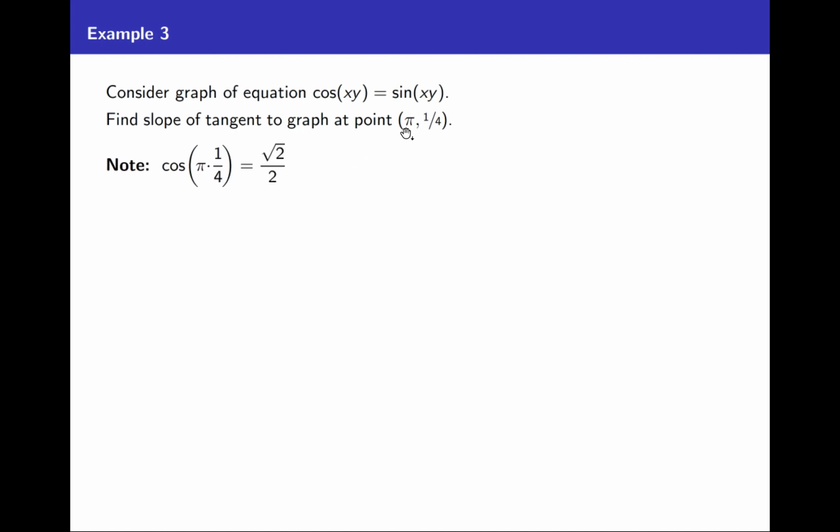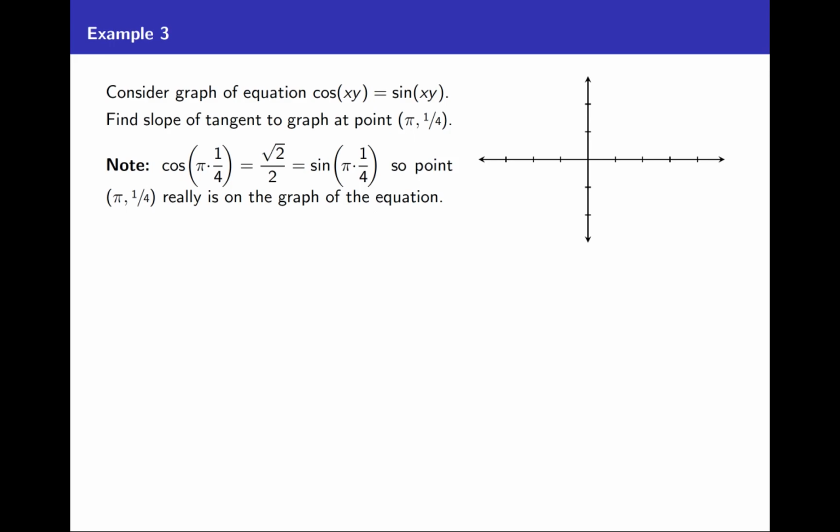And I want to point out, first of all, that this point, (pi, 1/4), really is on the graph of this equation, because if you plug in x equals pi, y equals 1/4, these two sides are equal. That point satisfies the equation. To the left, you get cosine of pi times 1/4, and that's cosine pi over 4. That's the square root of 2 over 2, as you know, which is also sine of pi times 1/4, sine of x times y. So since this point satisfies the equation, it really is on the graph of the equation.